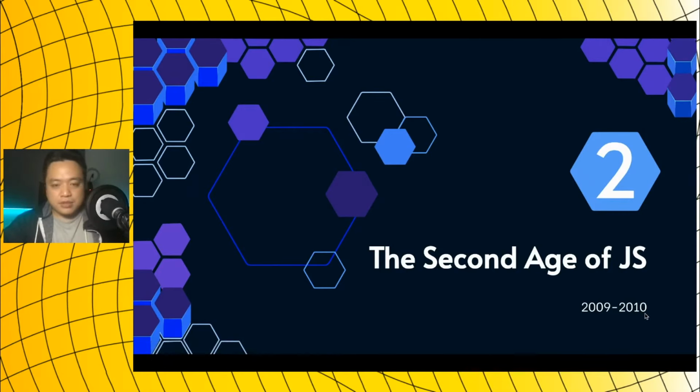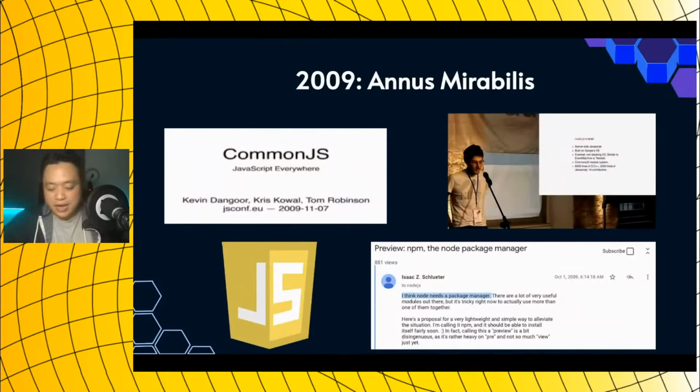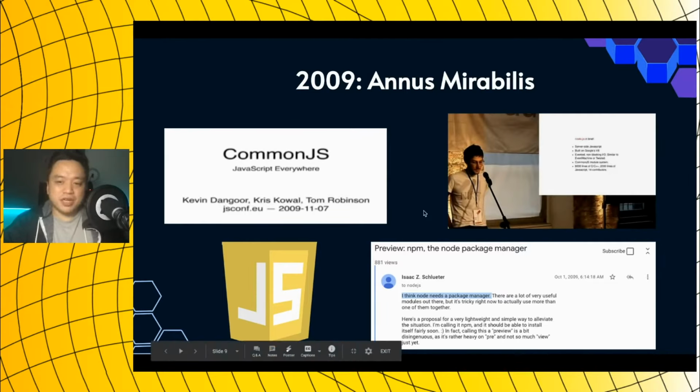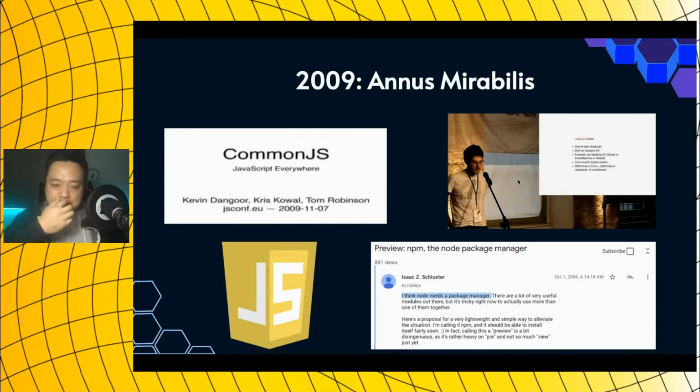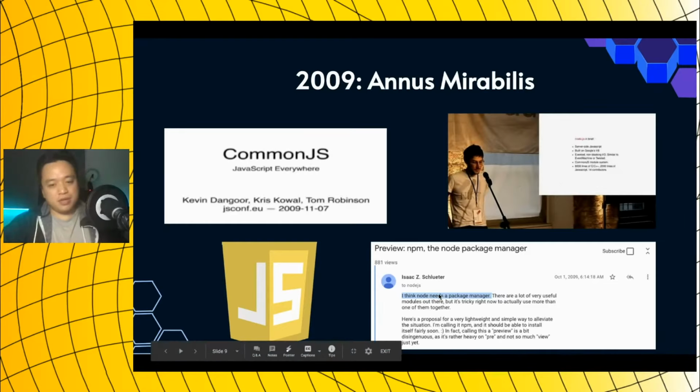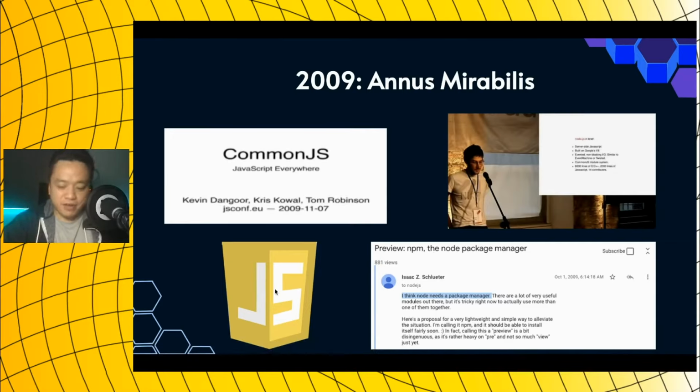But yeah, so what happened in 2009? It was kind of the year of miracles. CommonJS was proposed, and based on CommonJS, Node.js was announced at JSConf EU, using the CommonJS module system. And because of Node.js, Isaac Schlueter also realized that you needed a node package manager, and of course we also got ES5 Harmony.